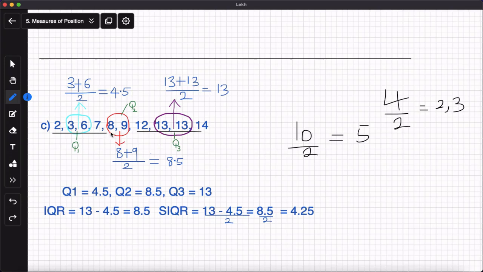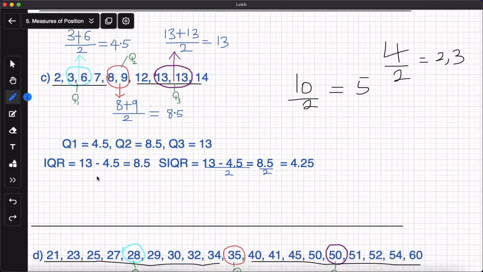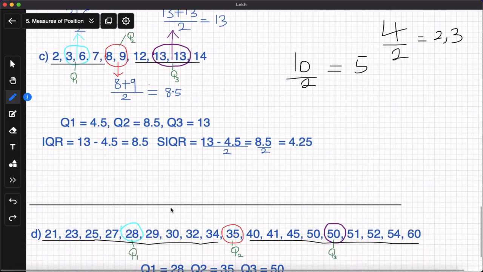The fifth and sixth observations are of interest to you. So you take 8 and 9, add them and divide by 2, that gives you 8.5. Then you have 4 observations to the left and 4 observations to the right. So 4 divided by 2 gives you 2. So the second and third observations are of interest to you. When you do that, you're going to get Q1 to be 4.5 and Q3 to be 13. And so you can obtain your interquartile range and semi-interquartile range just the way I've explained before.